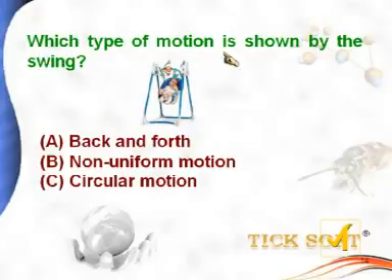Which type of motion is shown by the swing? The options are option A back and forth, option B non-uniform motion, option C circular motion. See, this is the swing. What is the motion of the swing? It moves back and forth. So option A, this is the back and forth motion.